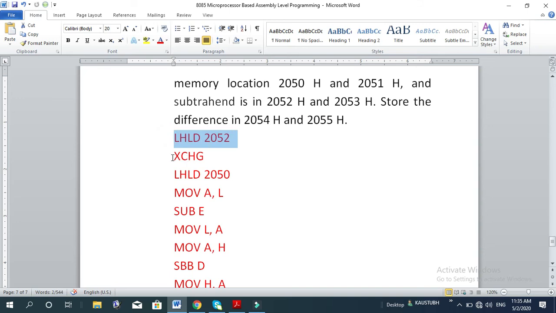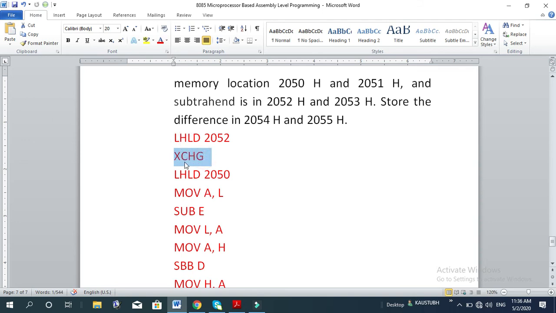Now after that I am exchanging, because there is only one instruction to load HL, that is LHLD only. So then I am using XCHG. XCHG means it will exchange the content of DE with HL. Whatever is in L goes to E, whatever is in H goes to D, and E goes to L, D goes to H. But I don't know what is there in DE, which is not our concern.